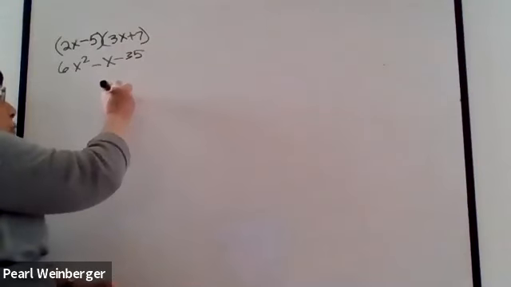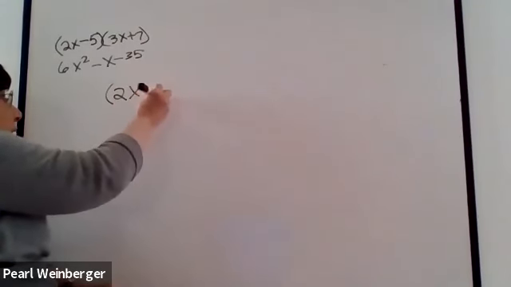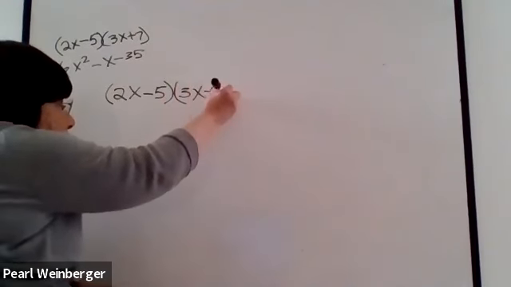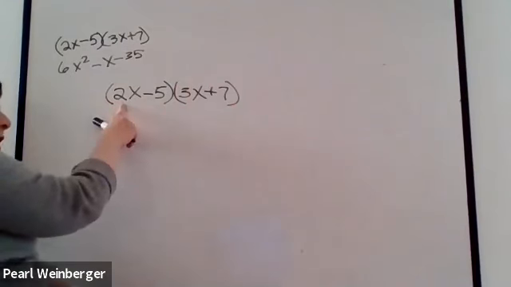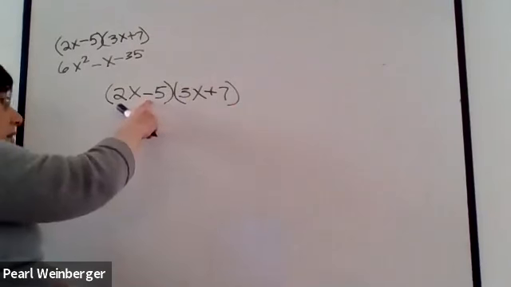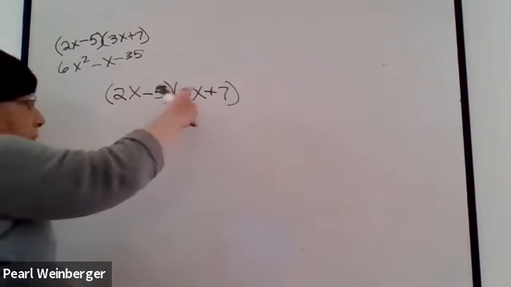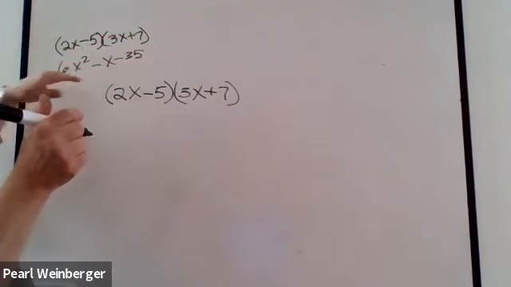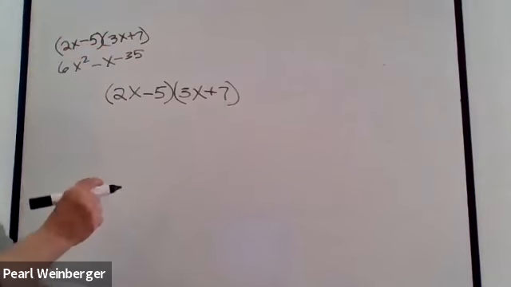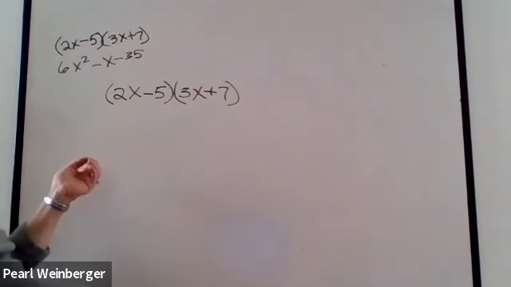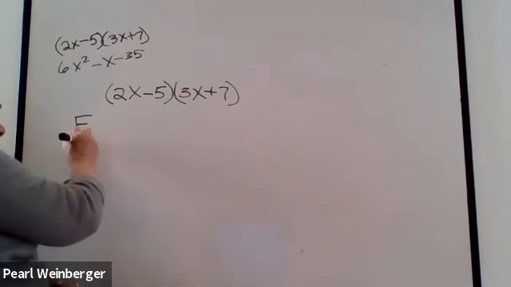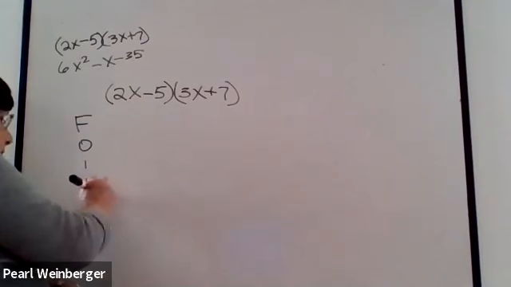When we had this 2x minus 5y times 3x plus 7, we had done the same thing. We took the 2x and multiplied it by the 3x and then by the 7. Then we went back. We took the -5 and multiplied by the 3x, and then we multiplied by the 7. And the final answer we got was 6x squared minus x minus 35. So the question is, what is the FOIL method? What does it stand for?